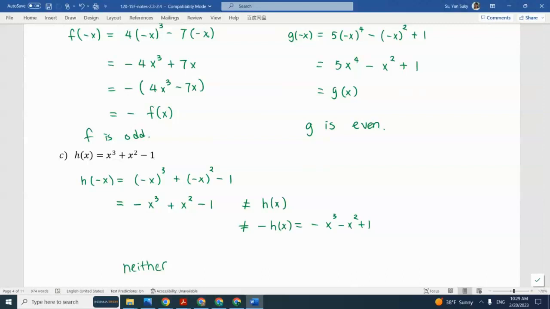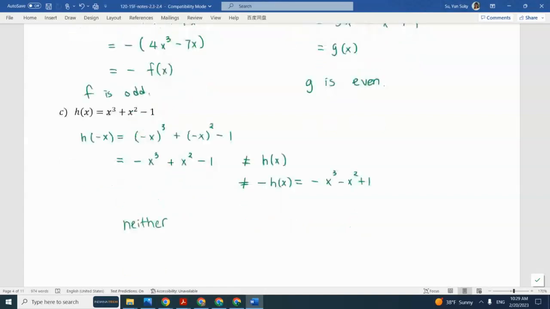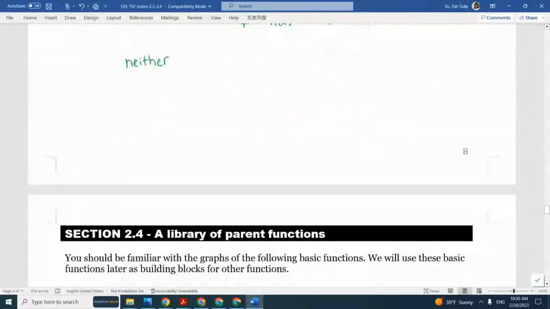Okay? So in the exam, if I ask you a question like, it's not in your exam, maybe your exam 2, then you have to show it's not equal to f of x, and it's not equal to negative h of x. Therefore, neither odd nor even. Okay? Yes.